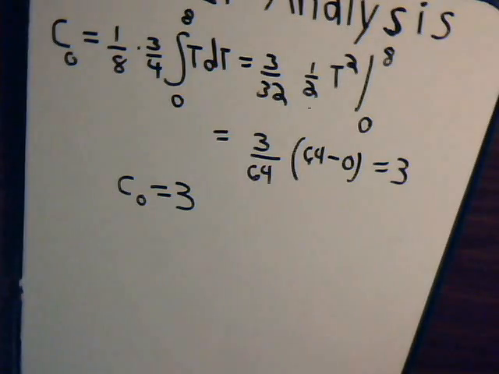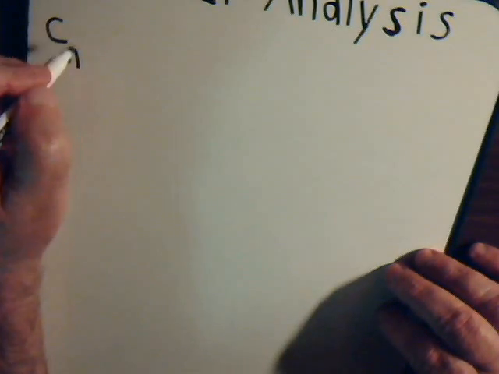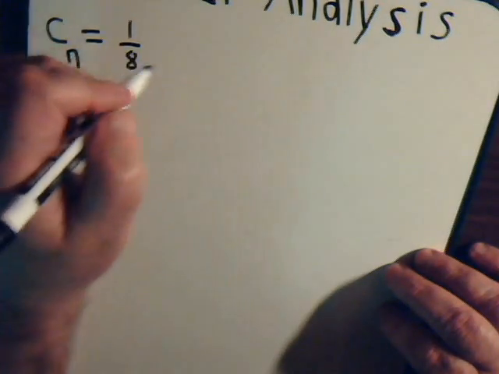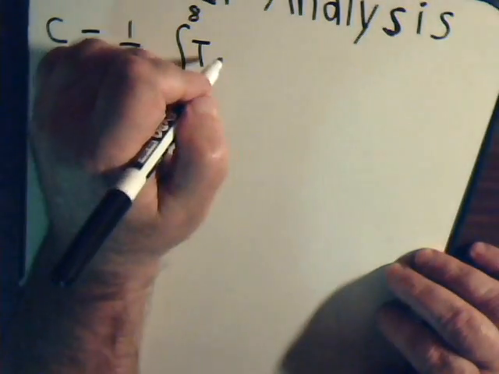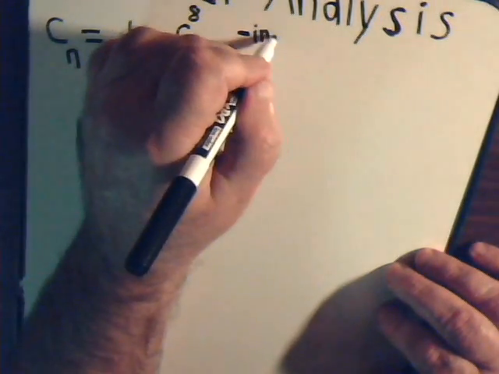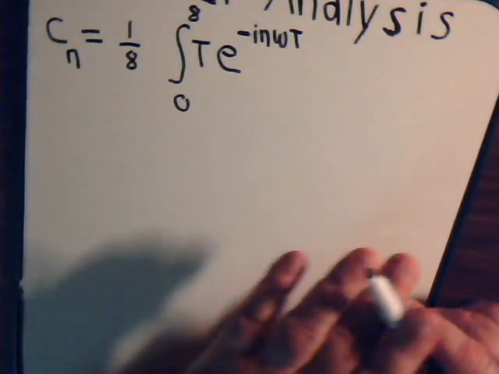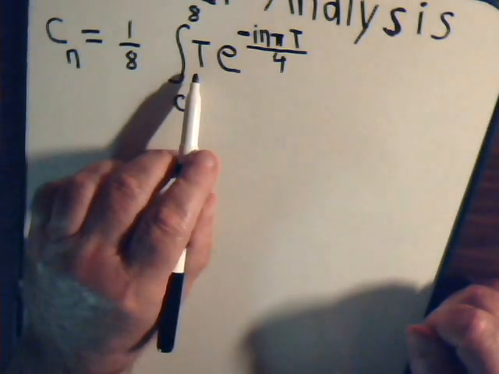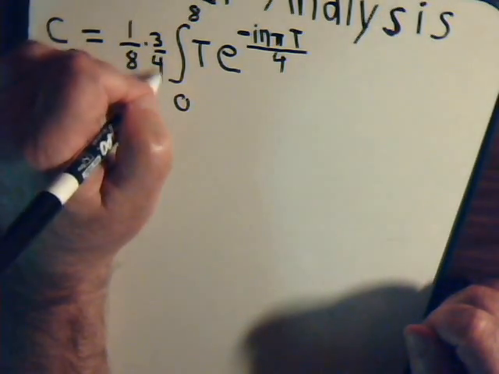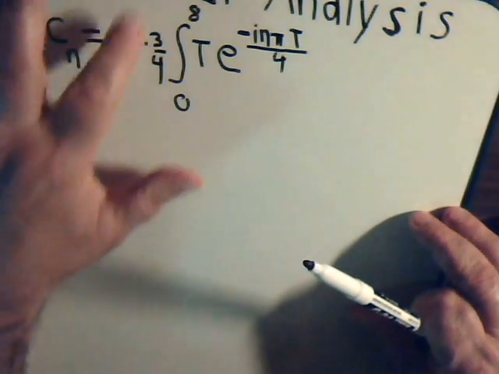Now we want to get our expression for c sub n. So let's make some room for that. Again, c sub n is 1 over 8, our integral goes from 0 to 8, and we have t times e to the minus i n omega t. But we just determined that for this problem, omega is pi over 4. So let's put that in there, and this is 3/4 t. Let's take this to the outside. So that is our integral for cn. This is just 3 over 32.